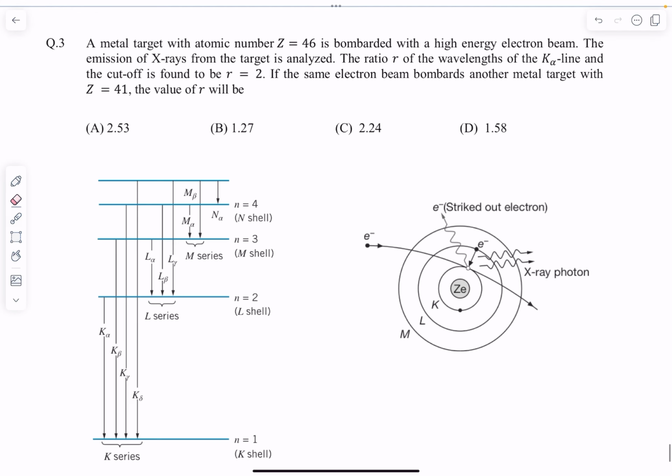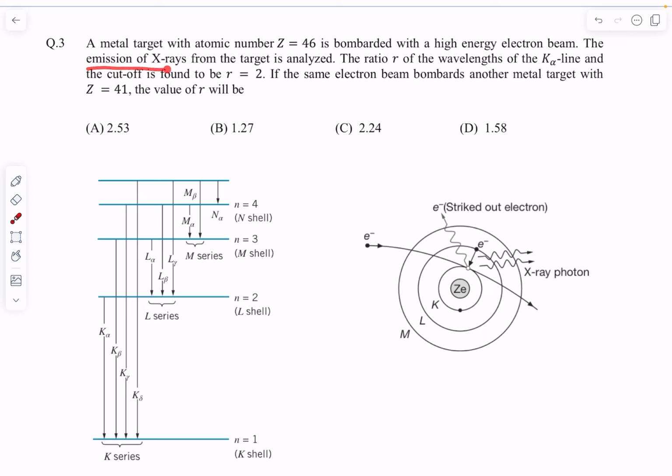Problem 3 is from X-rays. This question is quite straightforward if you know the basic definitions, guys. Let's read the problem first. We have a metal with an atomic number of 46. It is given that it is bombarded with a high energy electron beam. So this is basically what Moseley's experiment was.